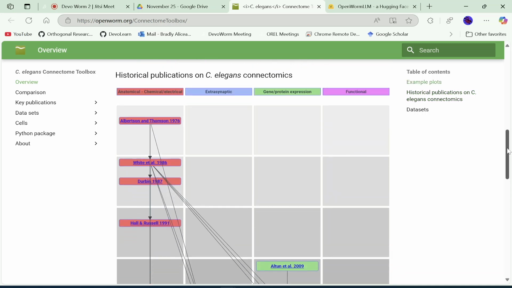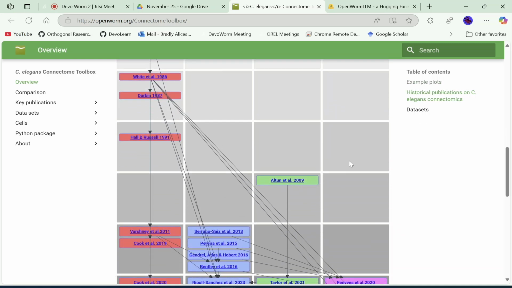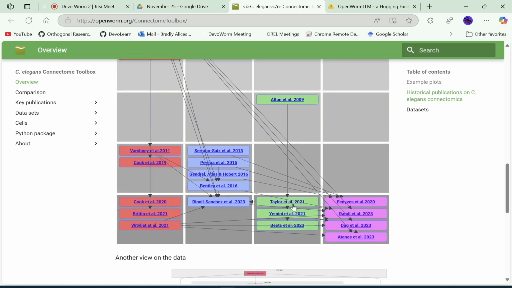Then, in gene protein expression, we have Altun et al. 2009. It goes down to Taylor, Yemini, and Beets in 2021 and 2023. So that's quite recent work. A lot of these other works on improving the connectome are also from 2010 on. So Varshney 2011, Cook 2019. This is the gap junction connectome of the hermaphrodite and the connectome of the male, respectively. Then you have Cook 2020, Brittin 2021, and Witvliet 2021.